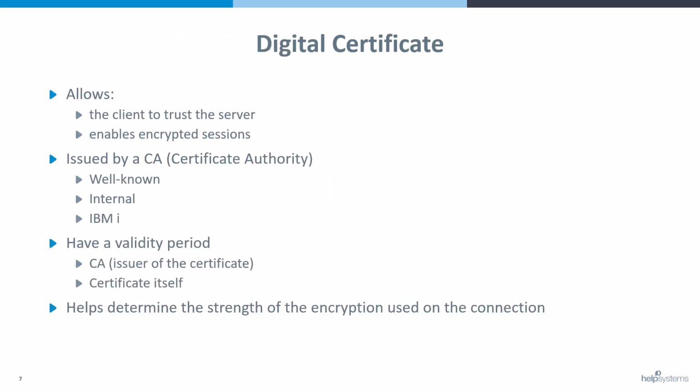A digital certificate plays a huge part in this encryption process. It allows the client to trust the server based on who issues it, and it also facilitates that encrypted session. A digital certificate issued by a certificate authority often is referred to as simply a CA. There are three main types of CAs. A well-known CA, this is an organization like VeriSign or DigiCert. You can go to their website and you can get a one-off certificate, or you can contract with them to get all of your certificates. These organizations are referred to as well-known CAs.